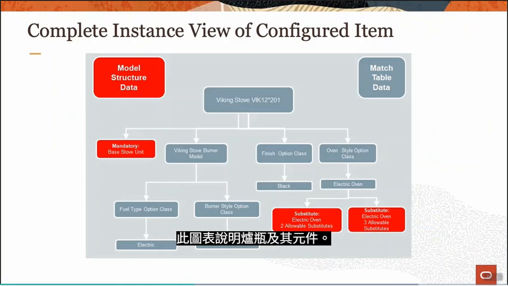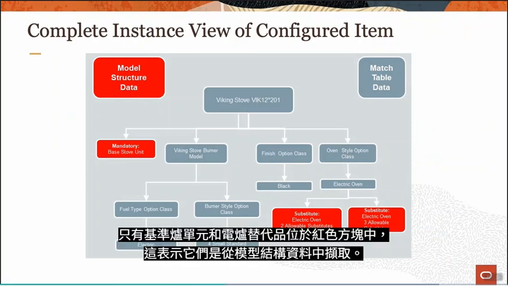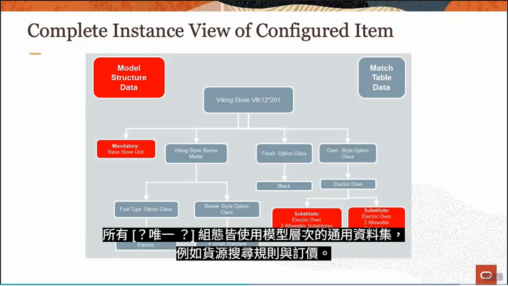This diagram depicts a stove model, and the model itself and most of its components are in blue boxes, which means that they are match table data. Only the base stove unit and the electric oven substitutes are in red boxes, which means they are retrieved from the model structure data. All unique configurations use common setup data at the model level, such as sourcing rules and pricing.